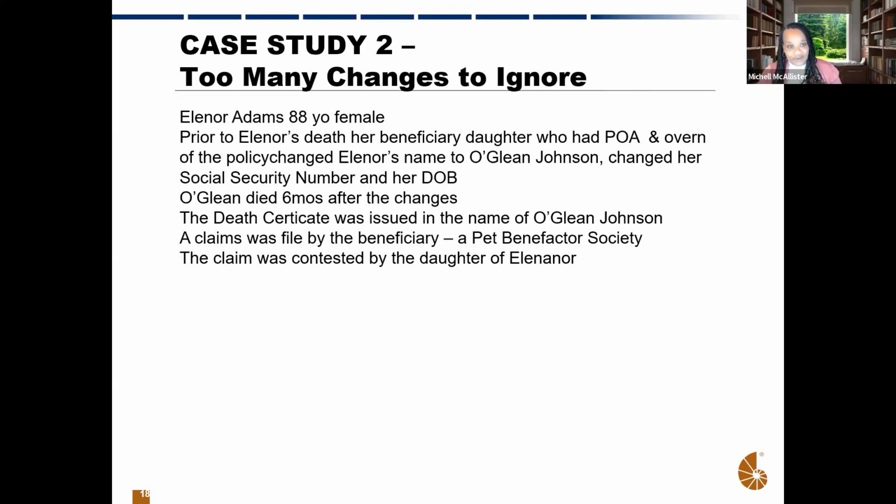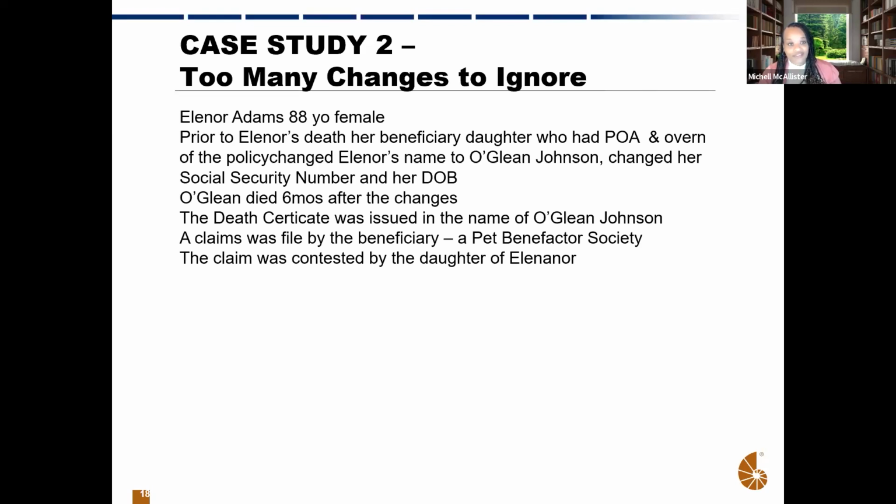So the insurance company received the death claim from the policy owner, who was now the beneficiary, and they also received a claim from the benefactor society, who was originally named as the beneficiary of the policy. This is a pet society. The claim was contested by the daughter of Eleanor, saying that the pet society should not receive these benefits because she was the owner of the policy and she had changed the beneficiary to herself.